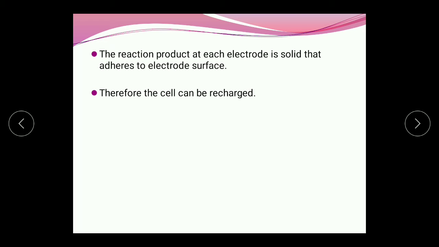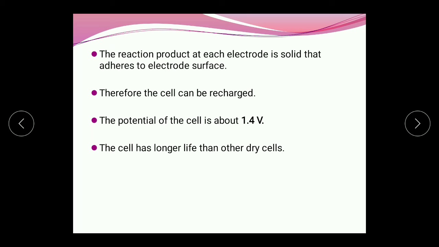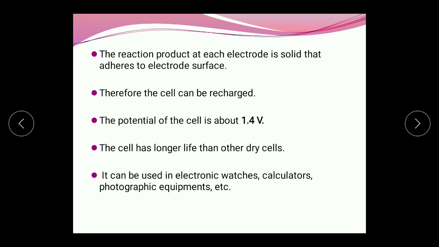This cell gives a potential of about 1.4 volt. It is very important. Always remember the potential obtained from each and every cell. The cell has a longer life than other dry cells. It has a longer life because it can be recharged again and again and we can use it. Hence, it has a longer life than other dry cells. And what is the application of this cell? This cell is used in electronic watches, calculators, photographic equipment, etc.